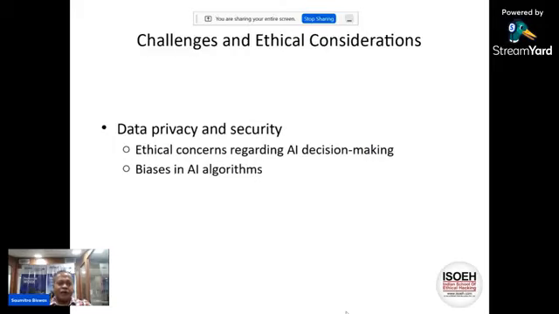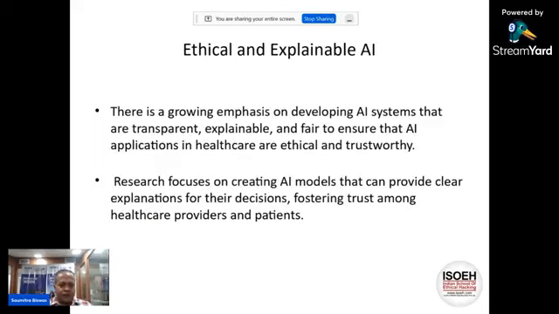Now, what are challenges and ethical considerations? Everyone's medical data is confidential. We cannot reveal those data to a cloud system, to a company, without taking proper permission from the patient, proper permission from the hospital or government. Second thing is biases in AI algorithms. What algorithms we are using? Are they biasless? Are they perfectly okay? Can we depend on those algorithms 100%? There's a question of that.